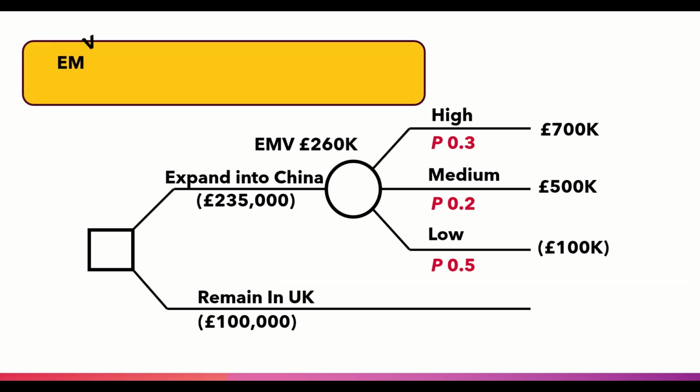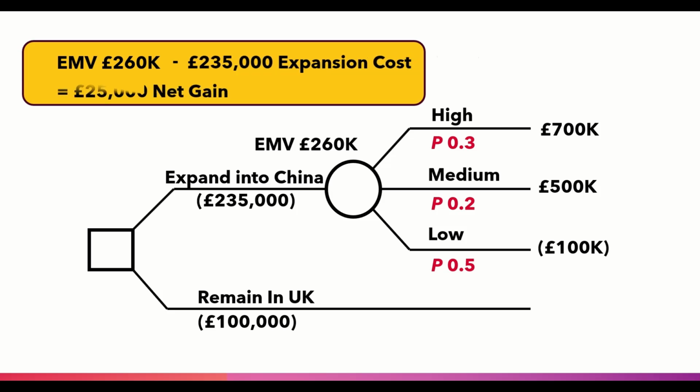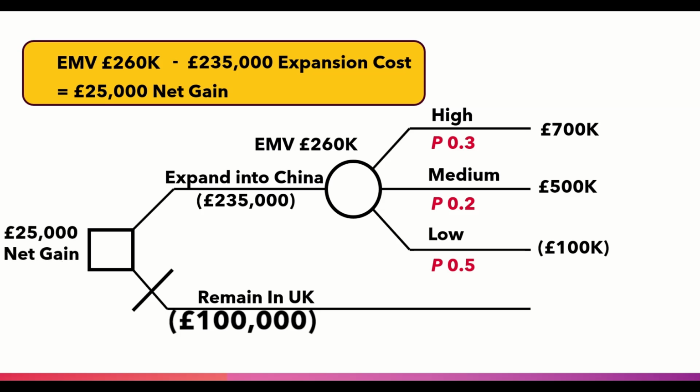Next, the £235,000 cost of the decision to expand into China is subtracted from the expected value figure of £260,000 to give the net gain of £25,000 for this decision. When compared with the decision to remain in the UK with a loss of £100,000, we can see that this would be a poor decision, so we draw a line through it to show it as non-viable. The best choice is China, as it offers us the highest net gain.